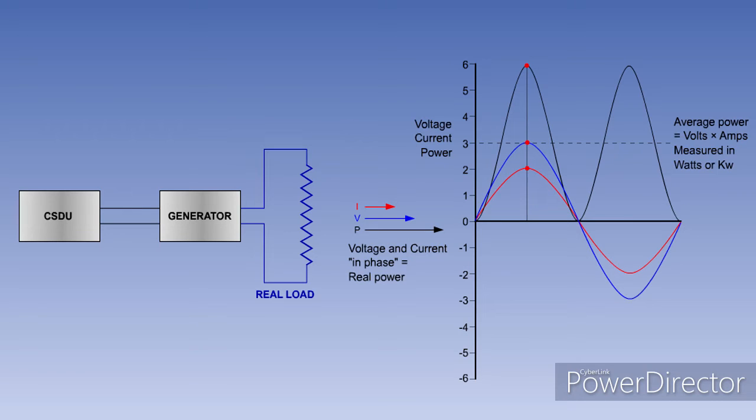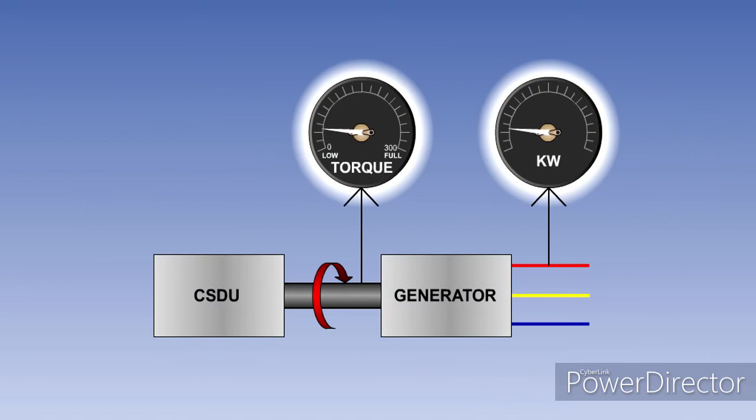Real power is the work being done by the generator in supplying the various resistive electrical services. It is the product of the in-phase current and voltage, and it is measured in watts or kilowatts. Real load is directly related to the mechanical effort or torque required to drive the generator by the engine through the CSDU.